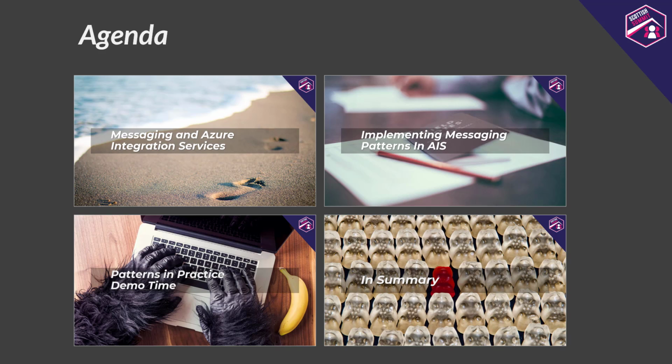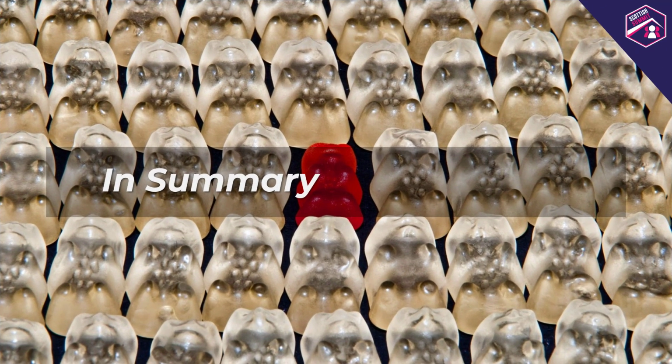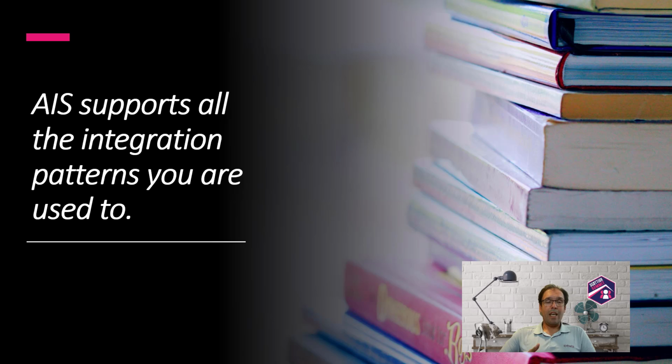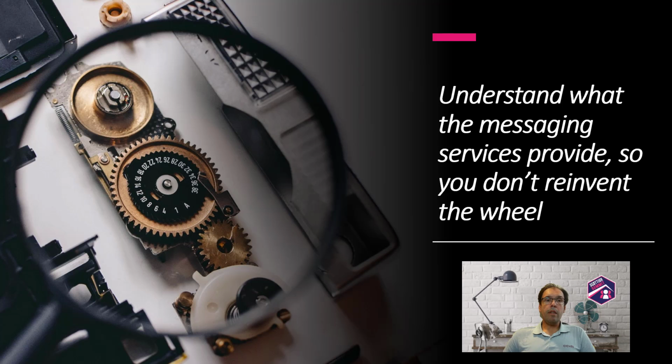Okay, so now that you have had a quick look at the demos, just to finish, I want to give you a summary of the things that I think are most important for you to take out of this session. So the first thing is, as you see, AIS supports all the integration patterns that you're used to. I talked about four of the most common ones, but based on what I showed you, most of the patterns that we used to do or that you needed to implement, you should be able to implement inside AIS. The main thing for you as a developer or an architect is to understand what the message services provide, so you don't have to reinvent the wheel, and what you can implement out of that to create those patterns, ideally in a reusable way.